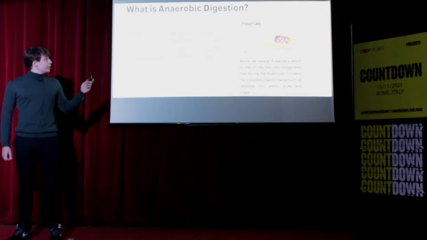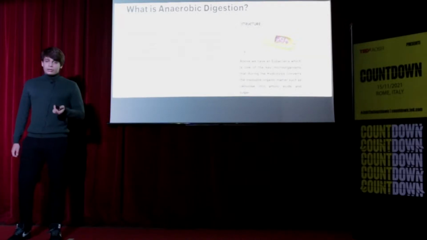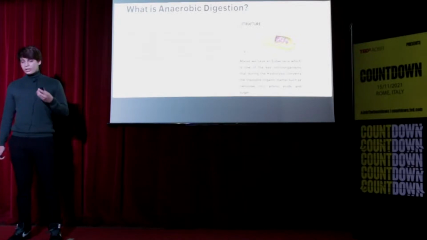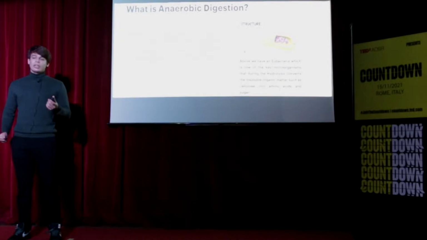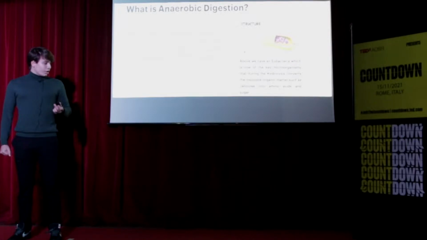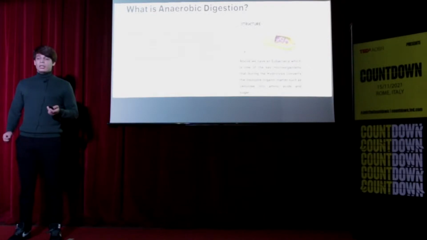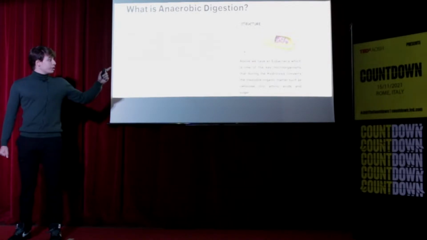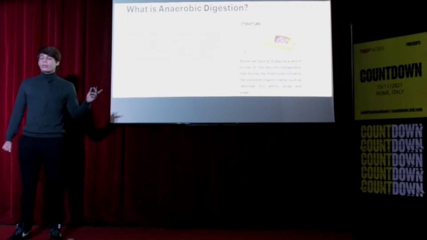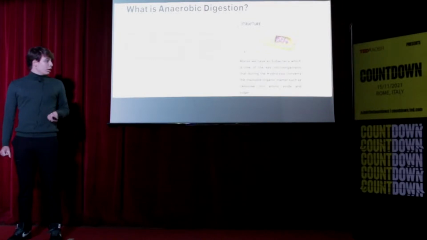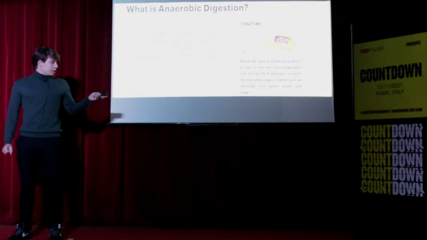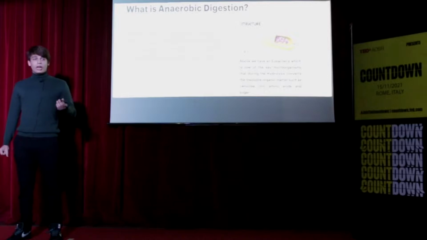The anaerobic digestion is subdivided into three main stages. The first is hydrolysis, which in chemistry is a chemical reaction that occurs between a compound and water. This occurs due to eubacteria, which are a type of fermentative bacteria, and they help to convert the insoluble organic matter, like cellulose, for example, into amino acids and sugar.